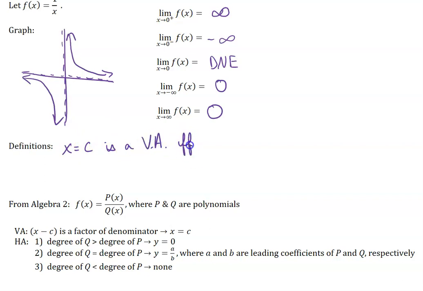if and only if, IFF remembers if and only if, or you can use the double-headed arrow, if and only if the limit as x approaches c, and I'm going to put a plus or minus right here to say from the left or the right, okay? So x approaches c from either the left or the right of f of x is equal to positive or negative infinity.